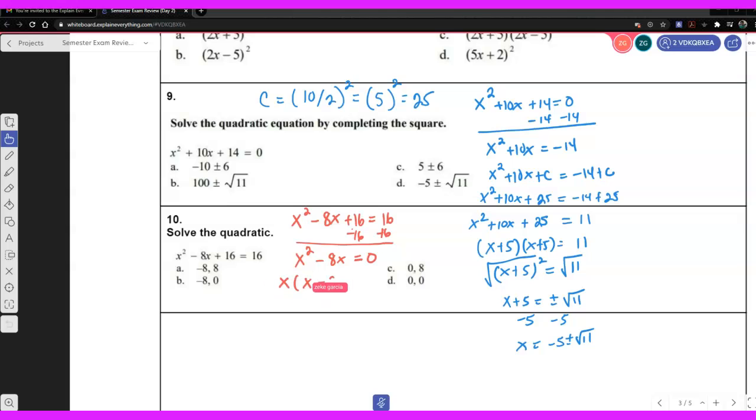So you have x times x minus 8 equal to 0. So the first answer is x equals 0. And then the second one is x minus 8 equals 0. So you add 8 to both sides. So x equals 8. So x equals 0 and x equals 8. So the answer is C.